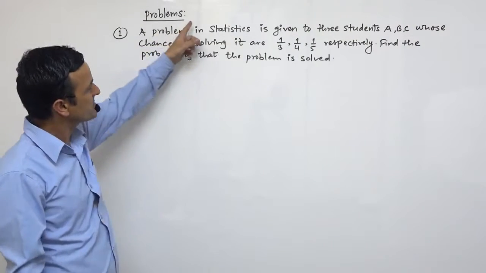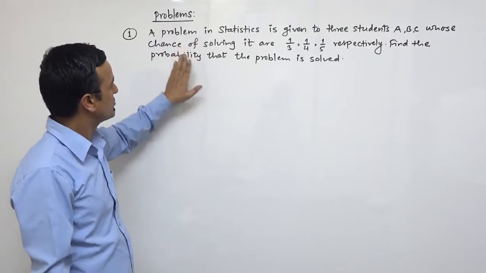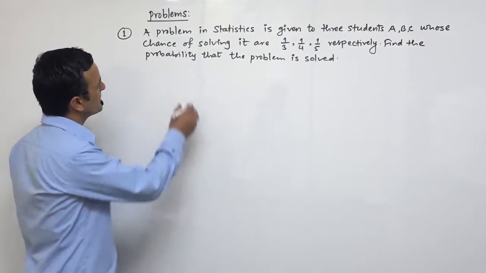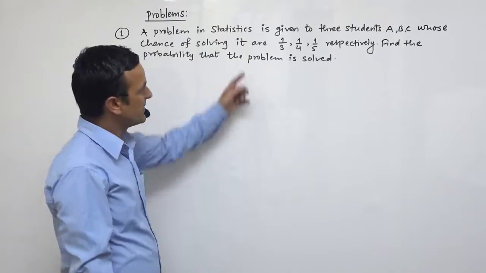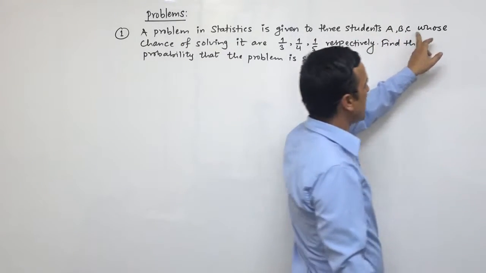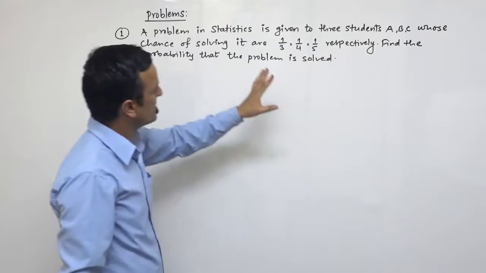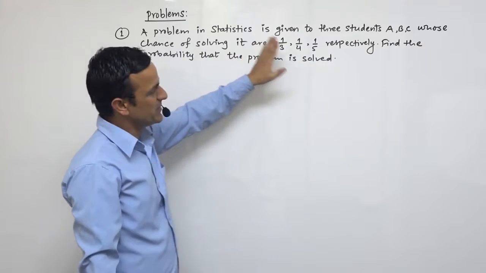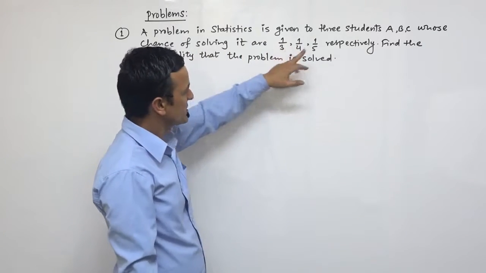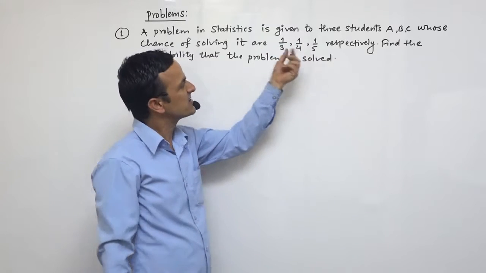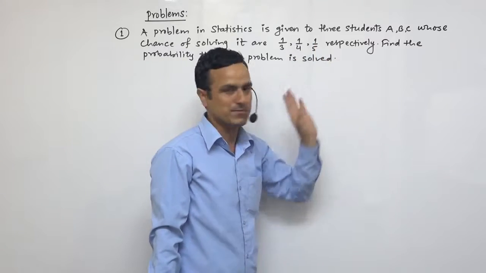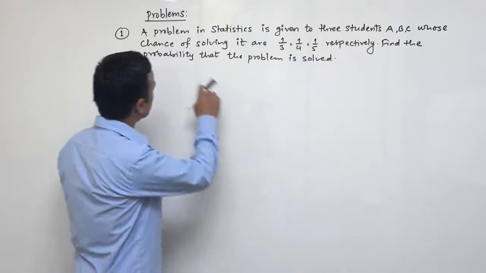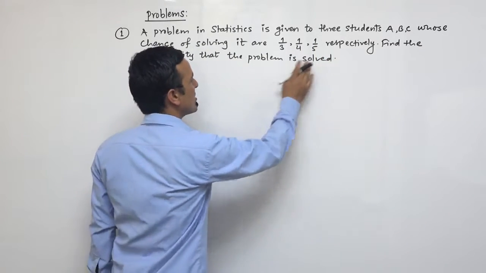We have some problems regarding probability. The chapter is probability and the question is this one. A problem is given to three students A, B and C. So that problem is solved by A, B and C, three students. Their chances of solving this question are 1/3, 1/4 and 1/5 respectively. Find the probability that the problem is solved.